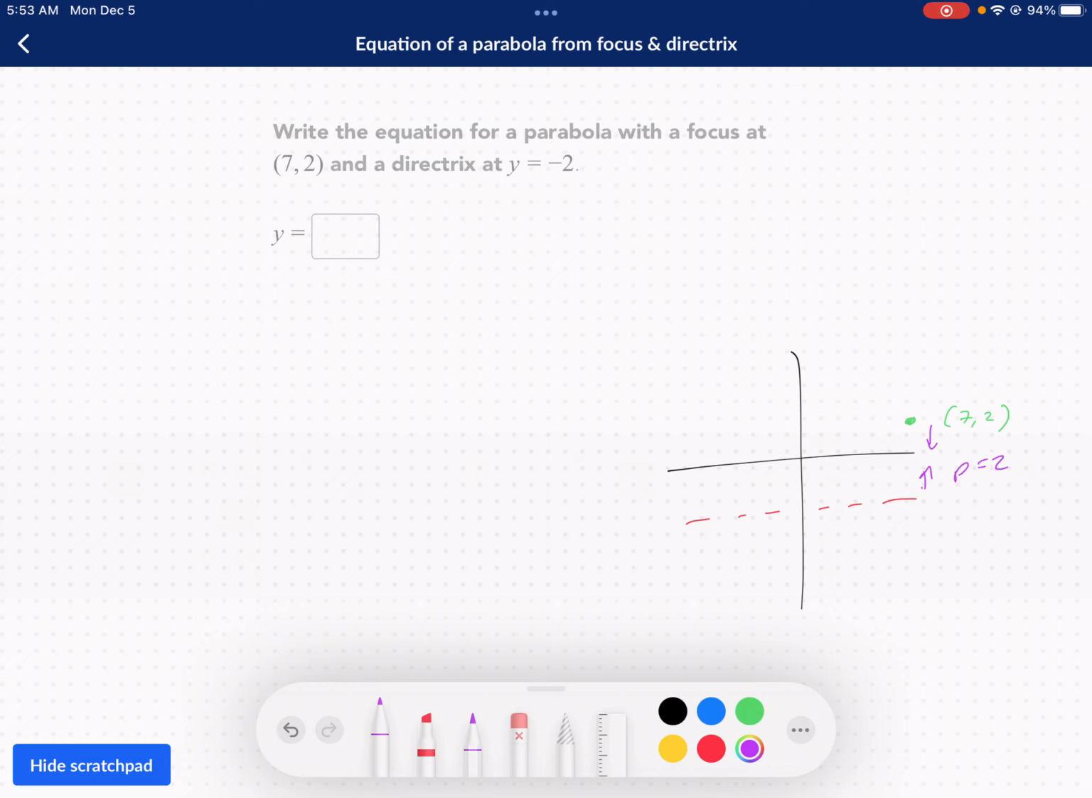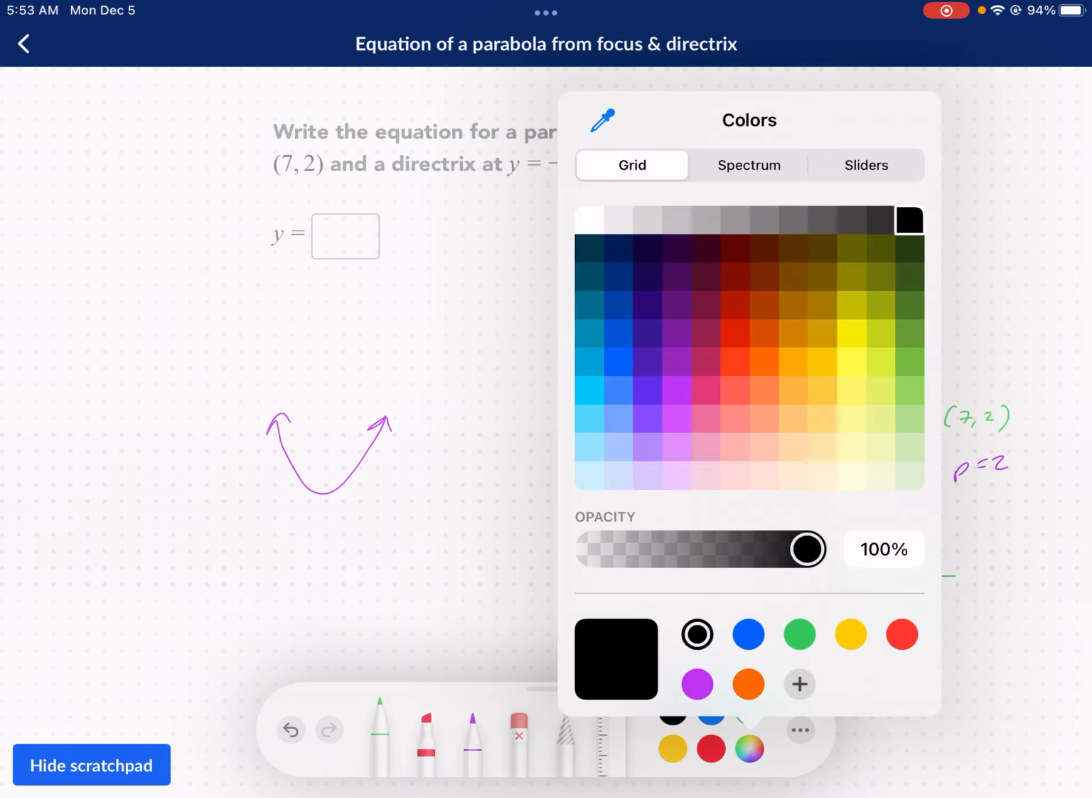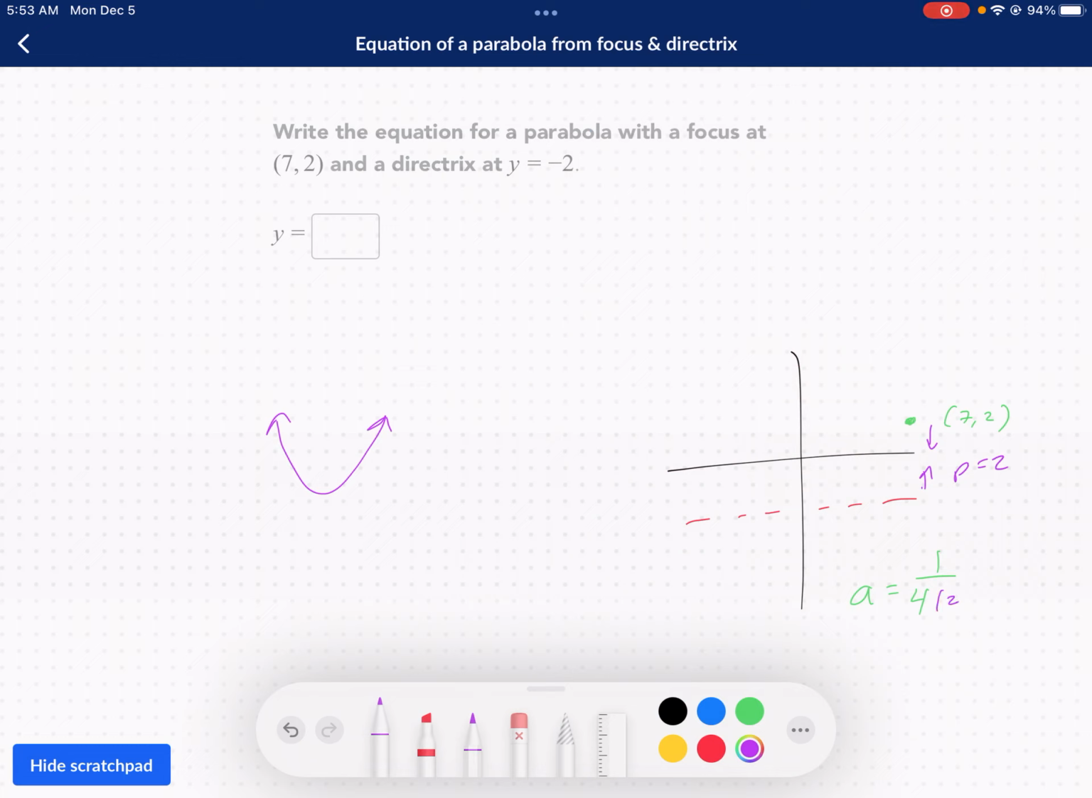I know it's opening up because it needs to open away from my directrix. So I know my a is positive. I have a couple features I already know about. I have a equals 1 over 4 times p. My p is 2, and it's going to be positive because it's opening up, away from the directrix. So 1 over 8. I got the first part, 1 over 8.